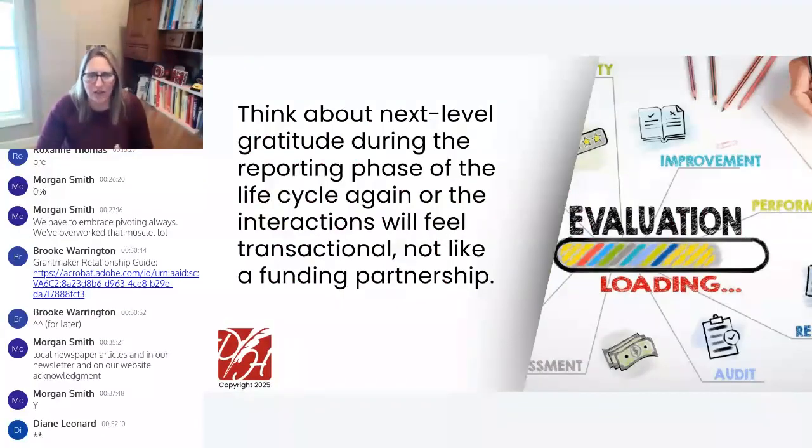However, what did I just say before? If things are going sideways, or at least just differently, good or bad, we don't want to have our grant maker be surprised during the report.